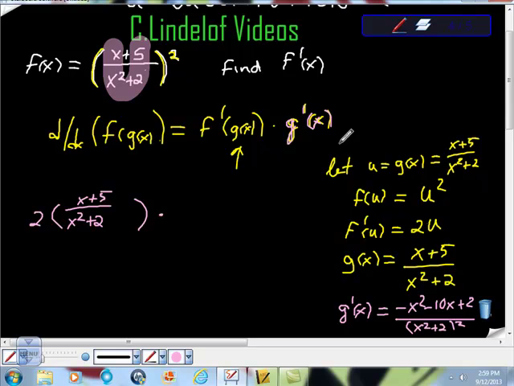Times, well, what's the derivative of the inside piece here? And we did all that work down here. So times negative x squared minus 10x plus 2 all over x squared plus 2 quantity squared, which I see looks like hell, but it's going to work out good because we're almost there, right?